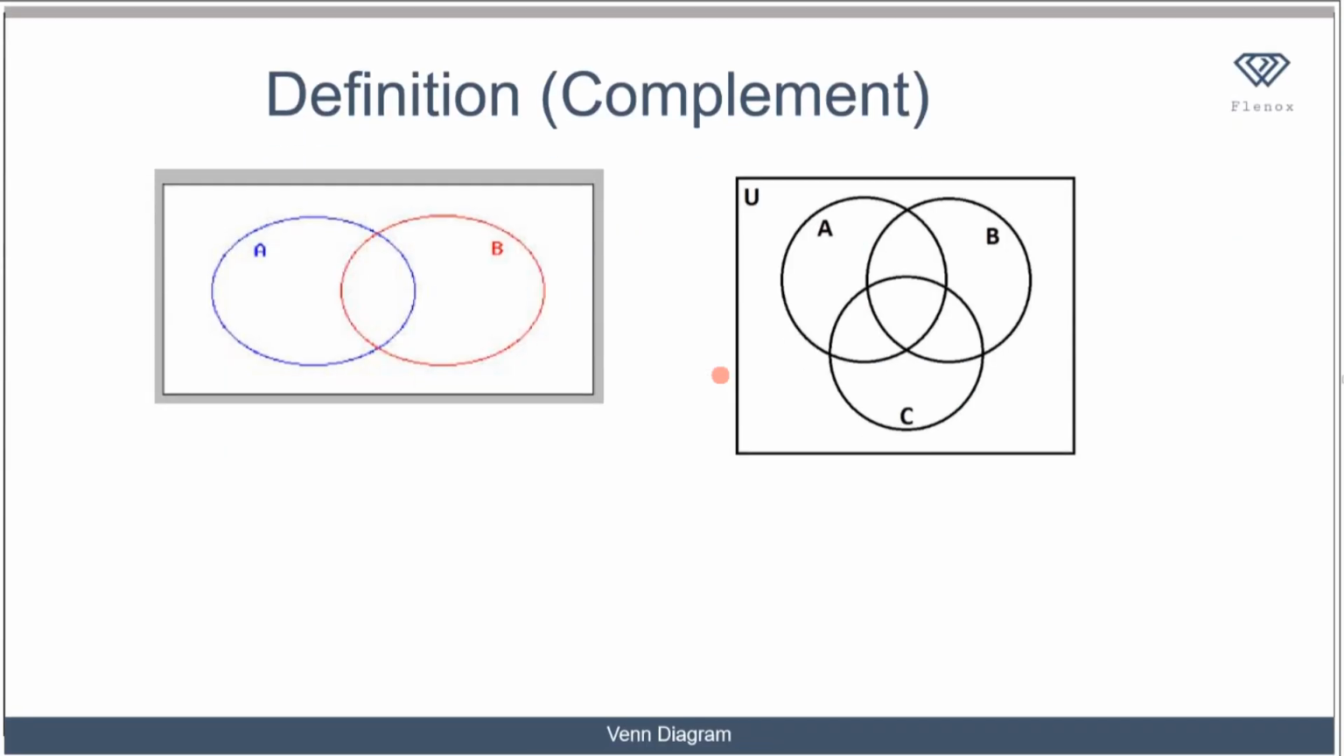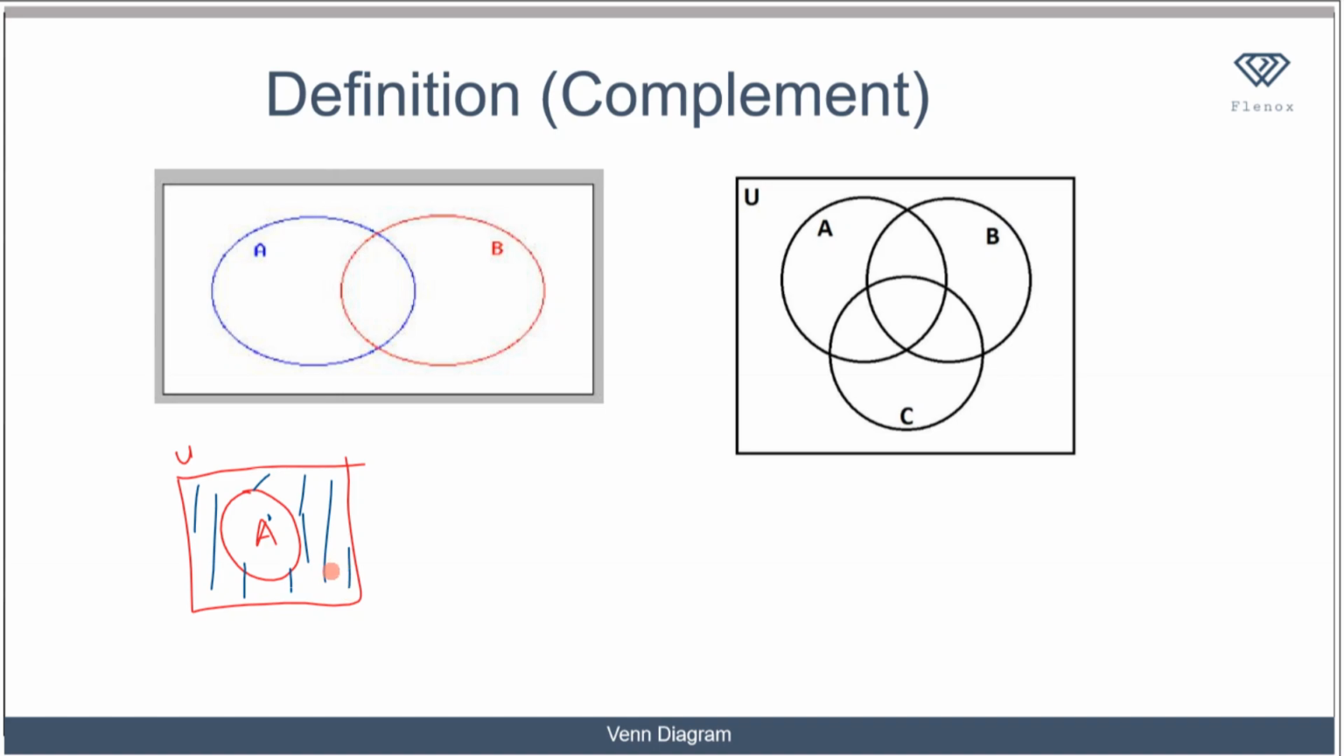So let's talk about some parts of the universal set. What is the complement in terms of the Venn diagram? Let me start out by drawing a universal set, in which I have only one subset A. What do we define as complement? We said complements are all elements that are not within A but are in the universal set. Everything that is not within A but is in the universal set is referred to as the complement of A.